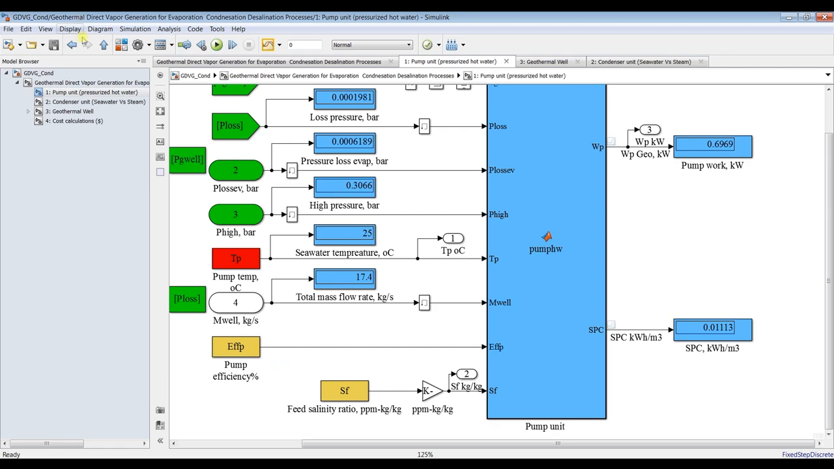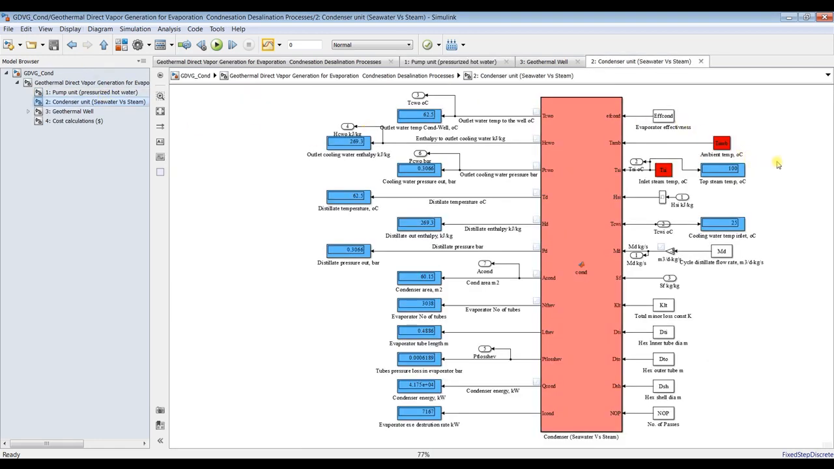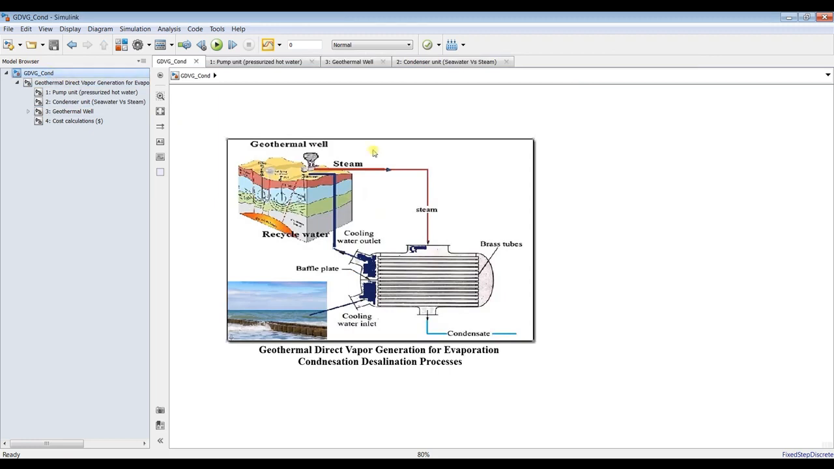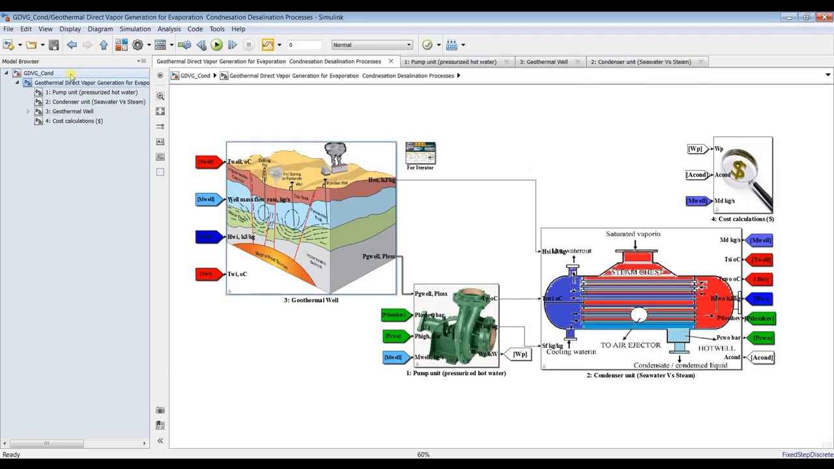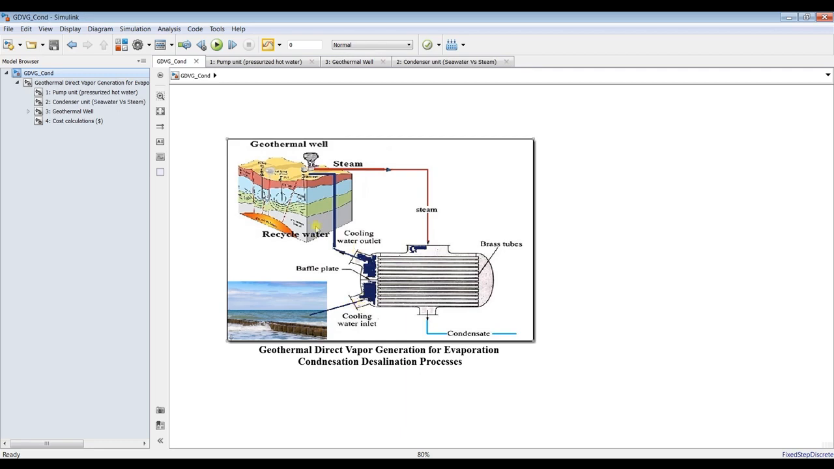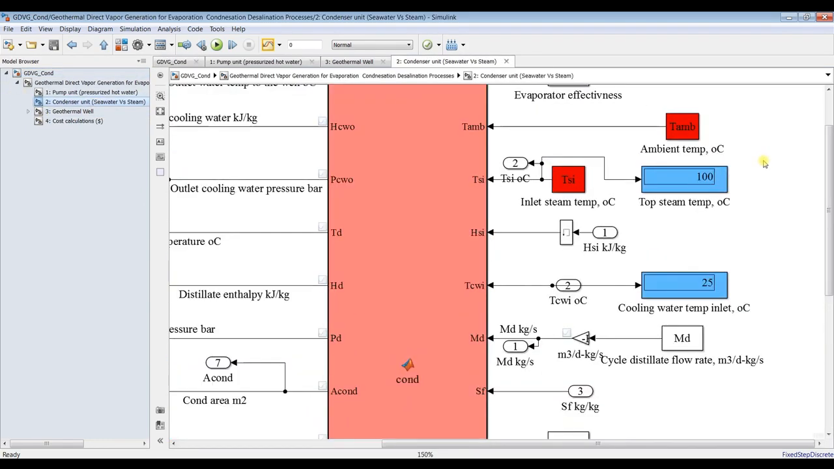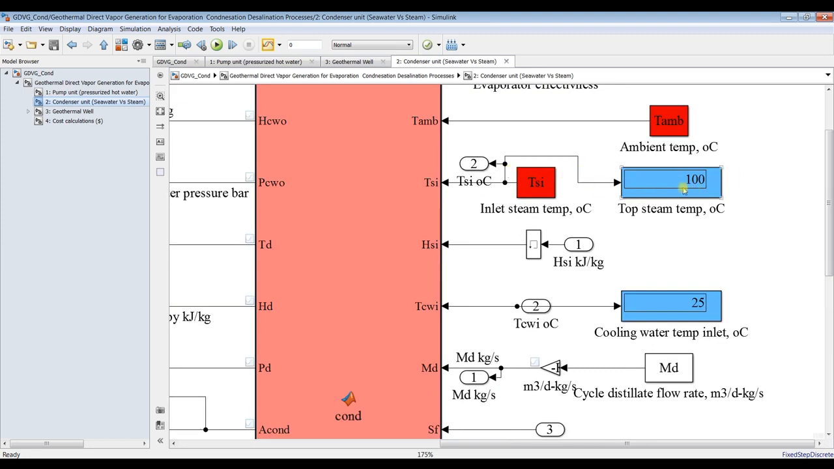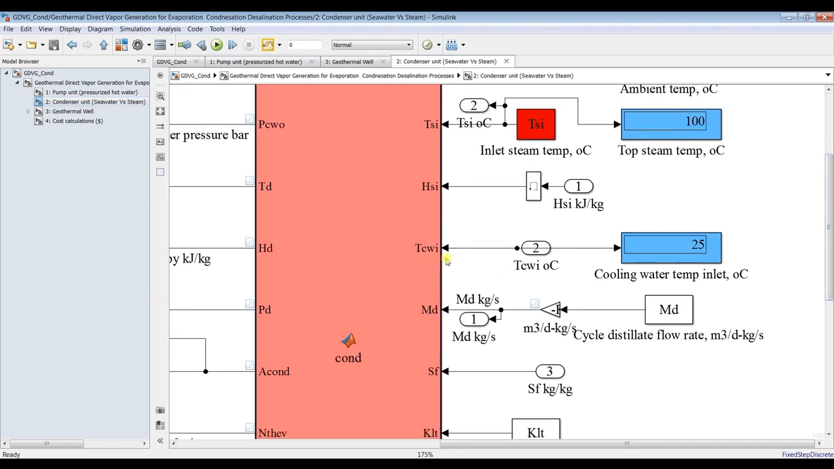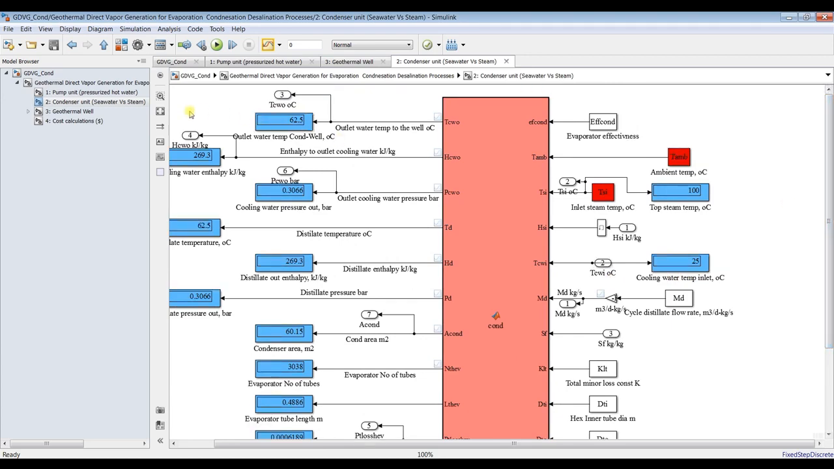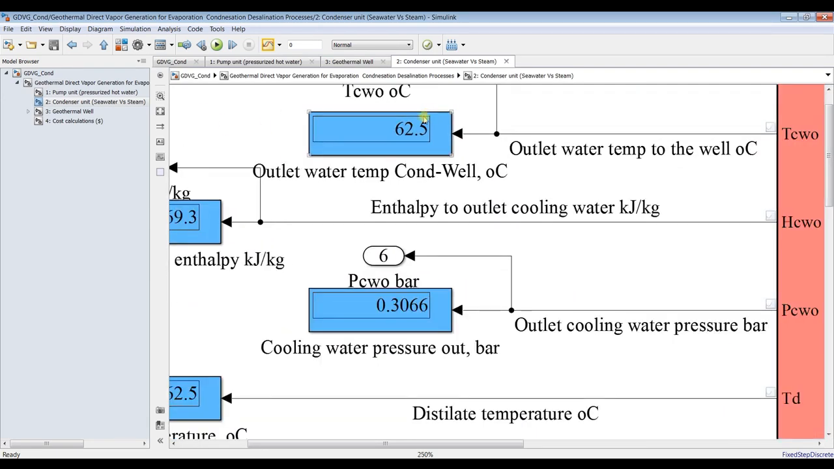Okay, for the condenser unit, as you can see here, we have cooling inlet and cooling outlet and steam inlet and condensate outlet. So we have 4 streams. Let's go inside here and discover. Inlet steam temperature is 100, we already assigned this one, and cooling inlet temperature is 25, and we already assigned this one. So what is the outlet cooling stream? Outlet cooling stream, before going to the geothermal, it's around 62.5.